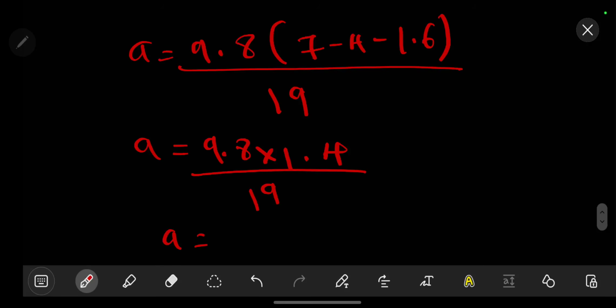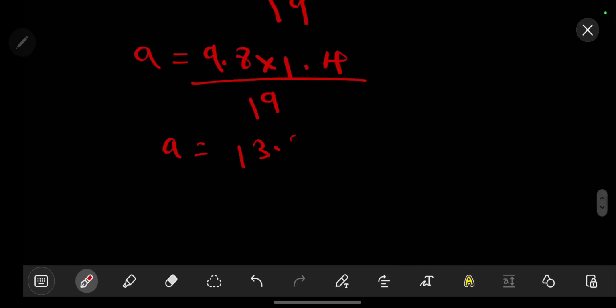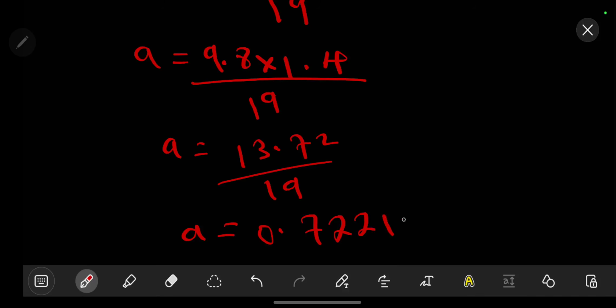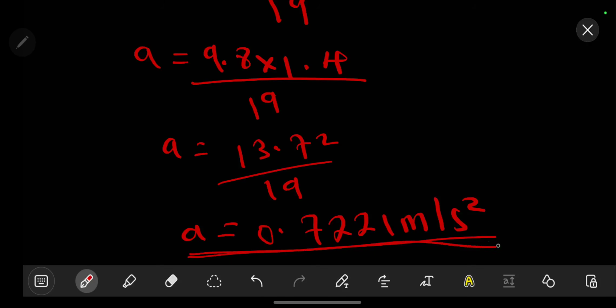Our a value is equal to, so we have 9.8 times 1.4, which is giving us 13.72 divided by 19. So a is equal to, dividing by 19 is going to give us a value of 0.7221 meters per second squared. So this is how we find the acceleration.